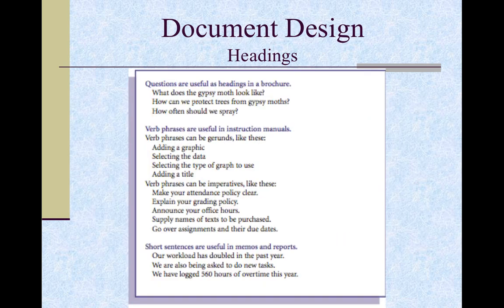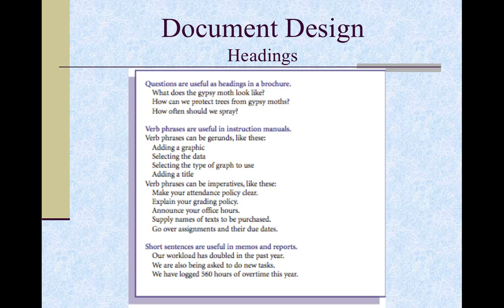Here are some common types of headings. For example, questions are useful in headings in a brochure. You can use a series of questions. What does a gypsy moth look like? How can we protect trees from gypsy moths? How often should we spray? So these are all headings that are parallel in sentence structure because they're all questions.